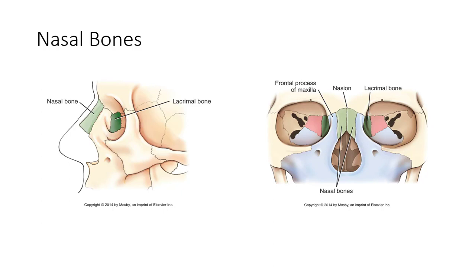The lacrimal bones are the two smallest bones in the skull, located in the anterior part of the medial wall of the orbits, between the labyrinth of the ethmoid and the maxilla. Each bone contains a lacrimal foramen through which the tear duct passes. The lacrimal bones articulate with frontal, ethmoid, maxilla, and inferior nasal conchae.